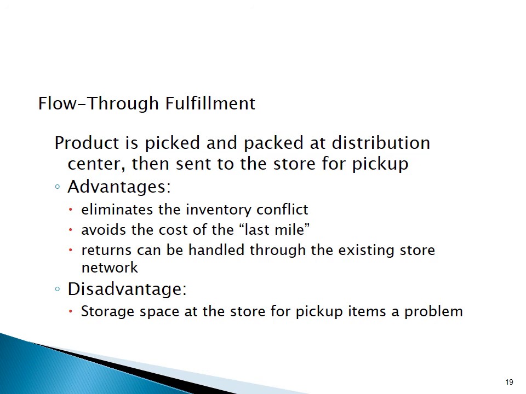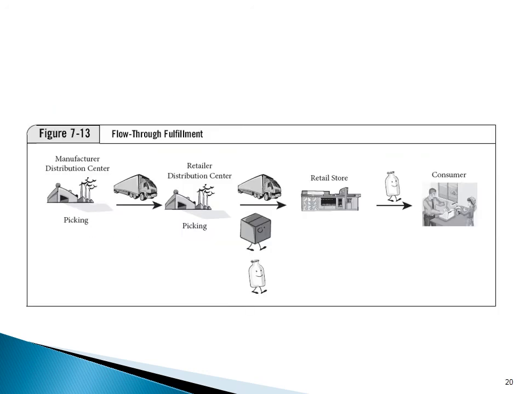The disadvantage is storage space at the store for pickup. Though that package which is to be picked up by a customer who has ordered online is separated, still it takes up some space at the retail store. So that is a disadvantage. But otherwise, this is probably a better option, flow-through fulfillment. So this is a figure which talks about flow-through fulfillment.